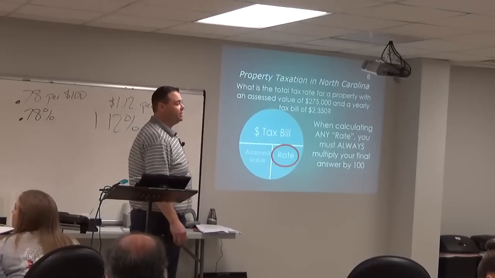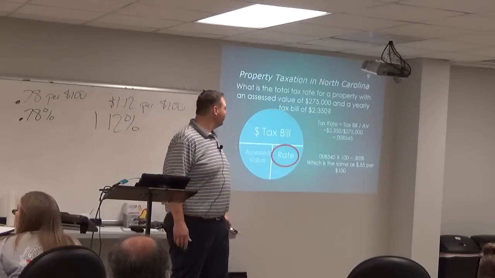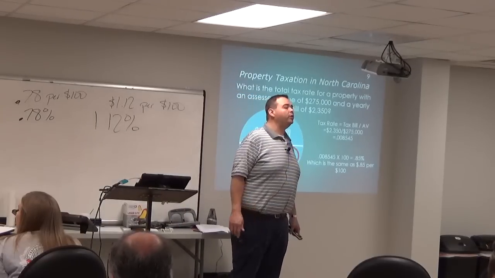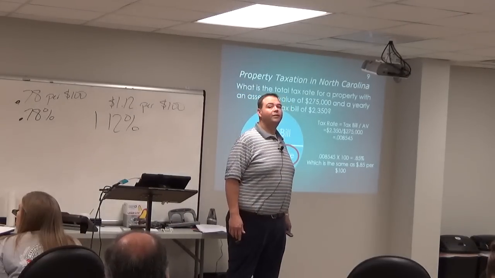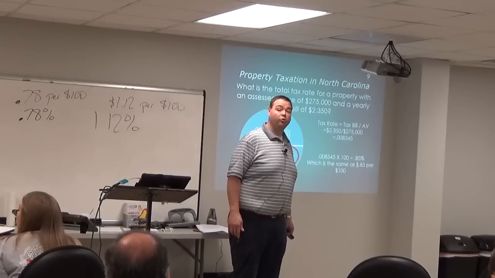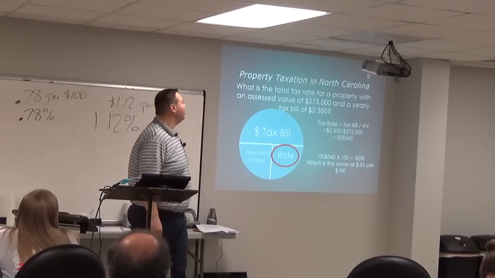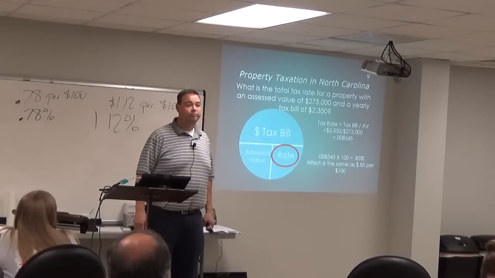I come up with 0.008545. Does everybody see that number? That number look familiar? 0.008545. But what are we going to do with that number? Times it by 100. Multiply it times 100. So the total tax rate is not 0.0085, it is 0.85.